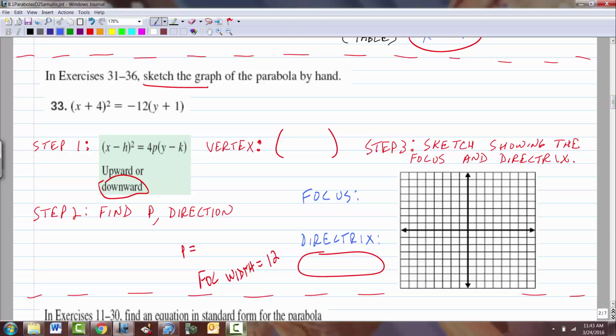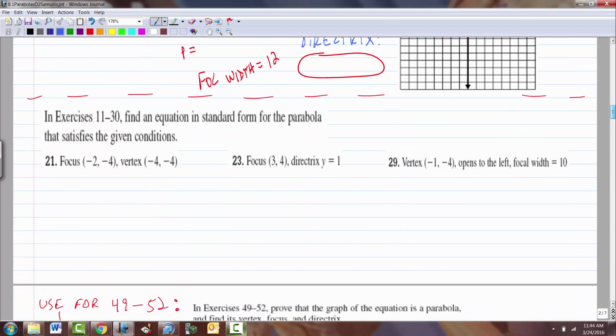Down. What's the vertex? Negative 4, negative 1. What's P? Just call it as a positive. 3. So for the focus, I go 3 down, right? And the directrix, I go 3 up, and it'd be a horizontal line. You get the gist. Let's get some more complicated stuff.